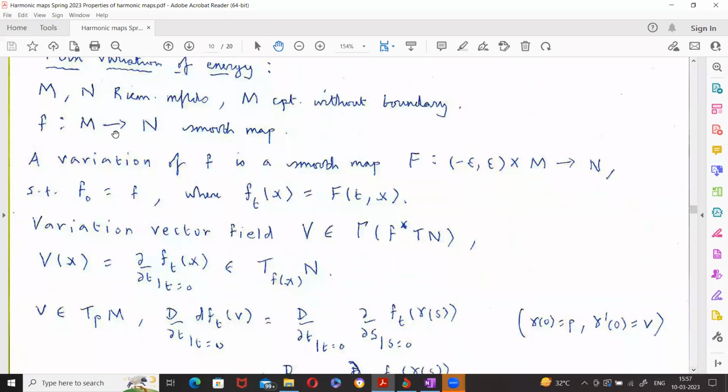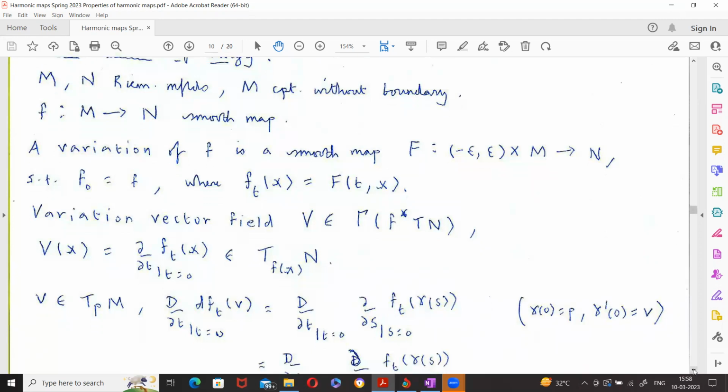So we have a smooth map between Riemannian manifolds, which are compact without boundary. A variation of f is the usual thing. It's a smooth map from an interval (-epsilon, epsilon) cross M into N, so that f_0 is f, where f_t(x) is f(t, x). Then you can define the variational vector field V. This is a vector field along f, in other words a section of the pullback bundle f*TN. V(x) is the usual thing, del/del t at t equals 0 of f_t(x). So this is an element of the tangent space T_{f(x)}N.